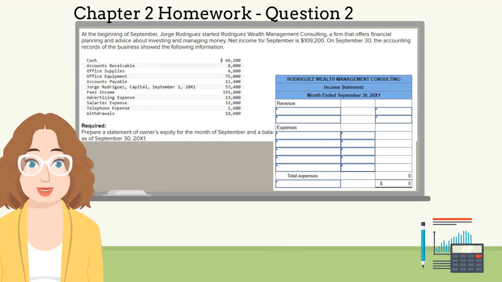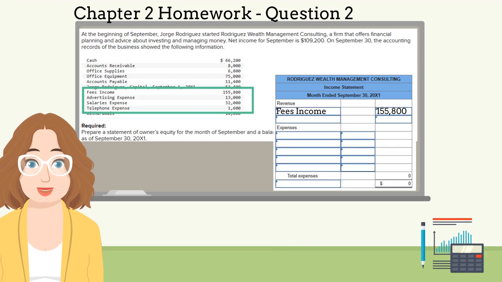For question number 2, you're provided with a listing of accounts and asked to prepare an income statement. First, look at each account and decide whether it's a balance sheet account or an income statement account. For instance, cash is an asset account. You will notice that only fees income, advertising expenses, salaries expenses, and telephone expenses belong on the income statement.